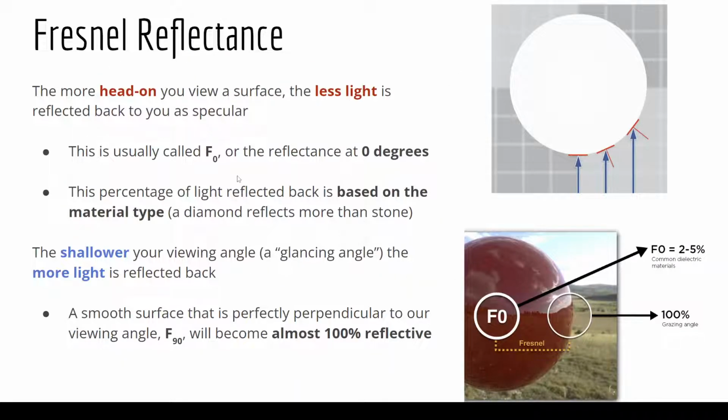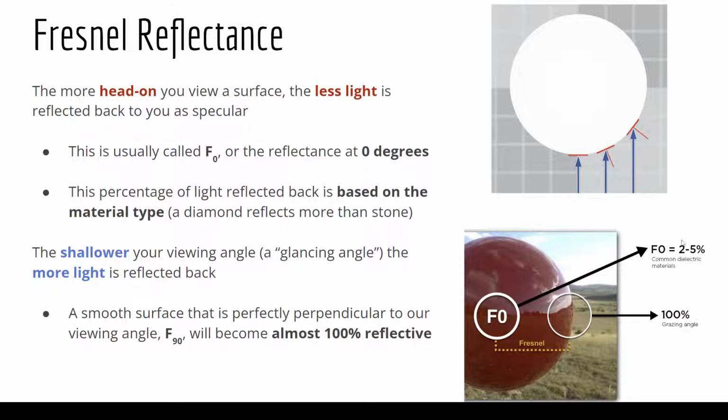And so the more head-on you view a surface, the less light is reflected back to you as specular. So we usually call this F0, or the reflectance at 0 degrees. Thinking about 0 degrees as looking straight on, that is going to be the value of how much light is reflected when you're looking at it straight on. The shallower your viewing angle, or a glancing angle that you're looking at the surface, the more light is actually reflected back to you. So a smooth surface that is perfectly perpendicular to our viewing angle, which is described as F90, essentially turning away from us, will become almost 100% reflective.